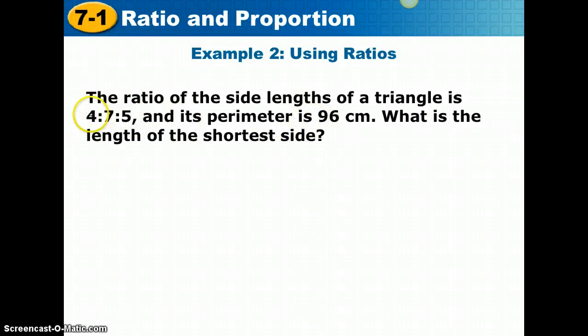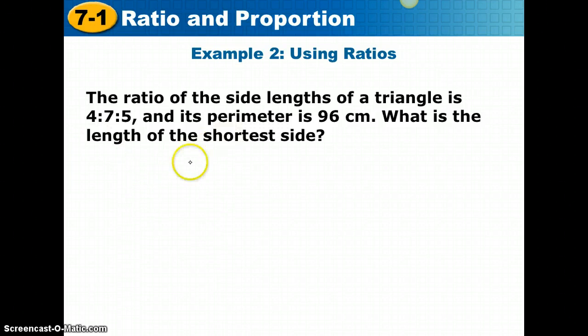They could be 12, 21, and 15. Those don't add up to 96. And we could keep going along this pattern, multiplying 4, 7, and 5 by the same number until we found a set that added up to 96. That's the guess and check method.